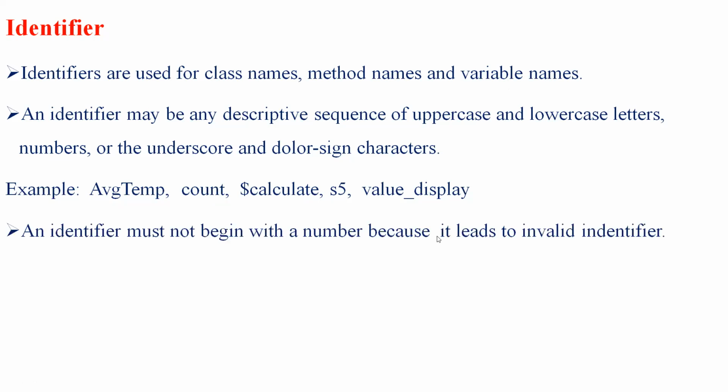So this identifier must not begin with a number because it leads to an invalid identifier. Whenever we need to identify some identifiers, they must not begin with numbers because it will give erroneous information or lead to invalid identifiers. For example, 5s or yes or no. By using these, we can't represent any identifiers.